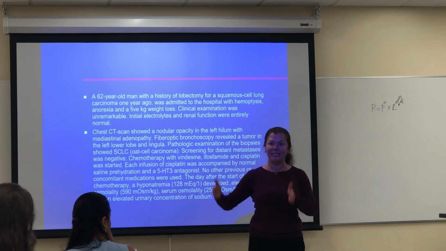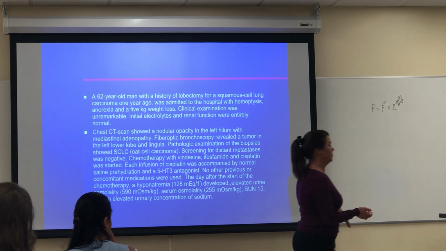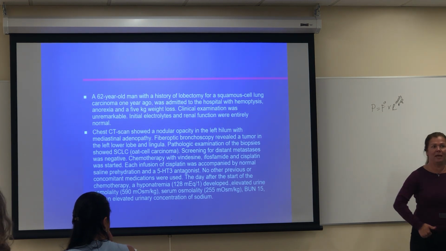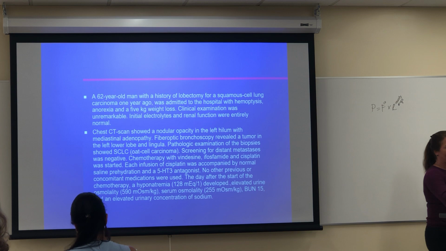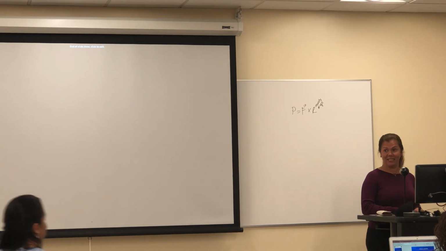So how do I know it's SIADH? Because my urine sodium is elevated. How do I treat? Restrict the fluid, demeclocycline, or a receptor antagonist for vasopressin, conivaptan, tolvaptan. And that's it.